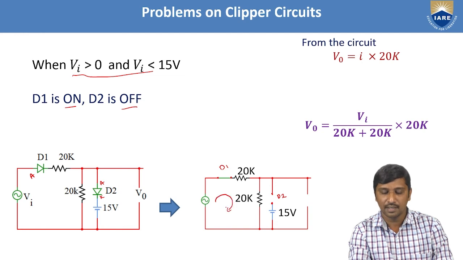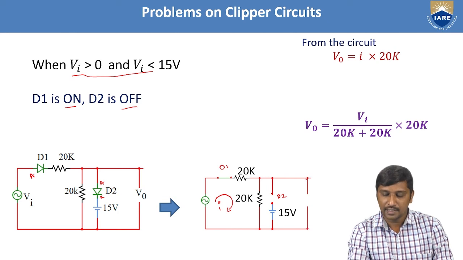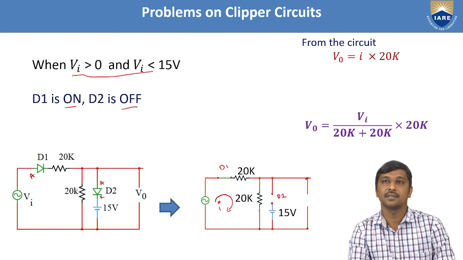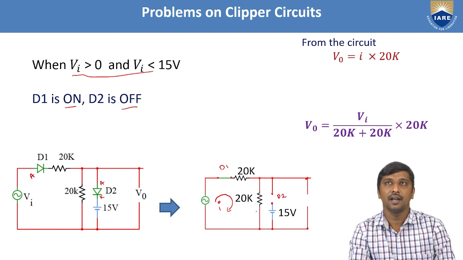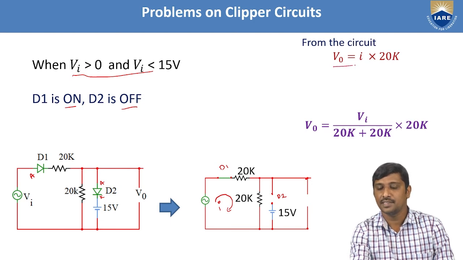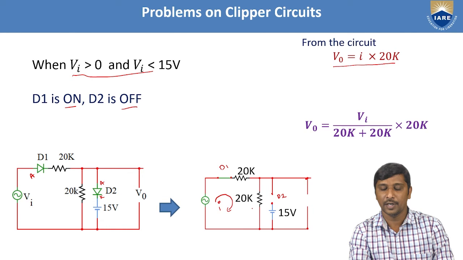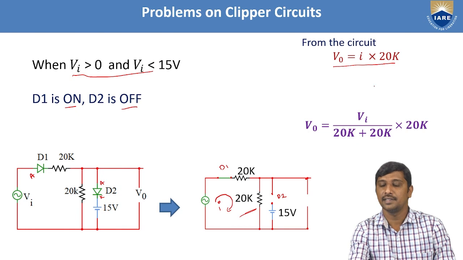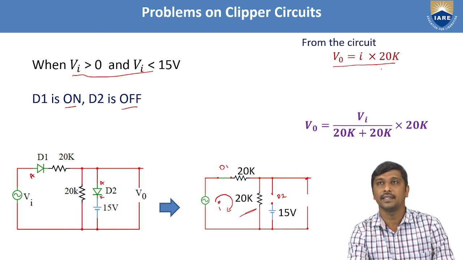Your current is flowing like this. Let us take this as I. Now we are going to calculate the output voltage across this node. This V0 is directly proportional to this resistance, meaning we need to calculate how much voltage drop is across this 20 kilo ohms resistor. Hence, from this circuit, V0 is equal to the voltage drop across this resistance, which is represented as I into 20K.